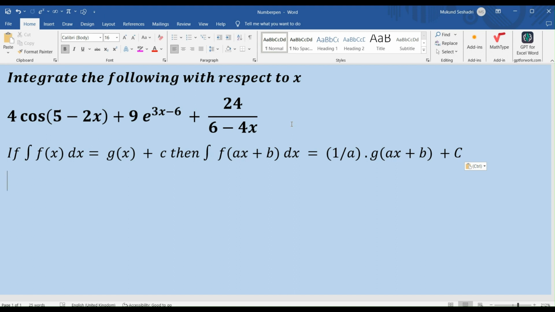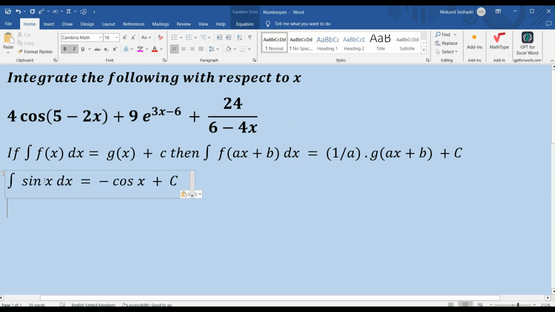So if integral of f of x dx equal to g of x plus c, then integral of f of ax plus b dx equal to 1 by a times g of ax plus b, right? So I want you to relate this particular rule with the problem we have on the screen, and we've got three functions here. We've got a cos function, we've got an e to the power function, and we've got a 1 by ax plus b kind of a function, right? So what are those integrals that we need for solving this particular problem, right?